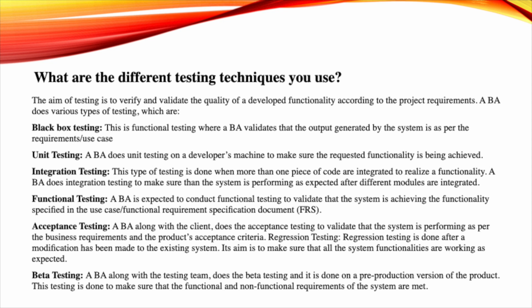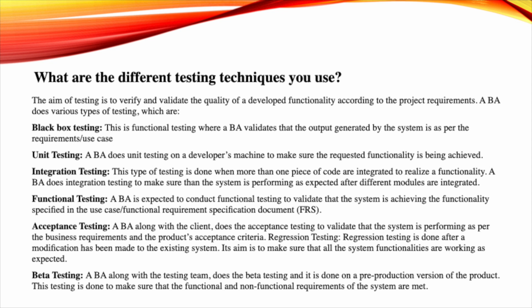What are the different testing techniques you use? The aim of testing is to verify and validate the quality of a developed functionality according to the project requirements. A BA does various types of testing, which are black box testing. This is functional testing where a BA validates that the output generated by the system is as per the requirements. Use case unit testing. A BA does unit testing on a developer's machine to make sure the requested functionality is being achieved.